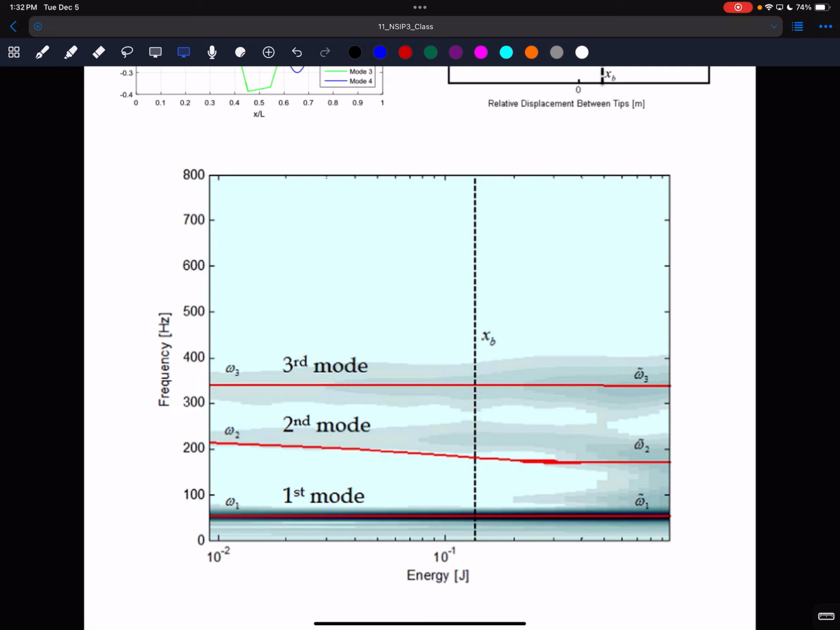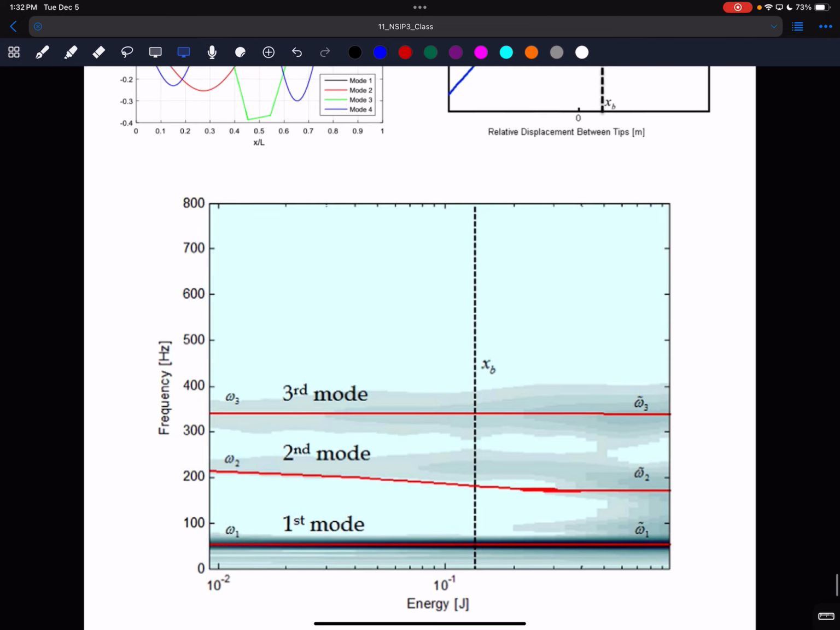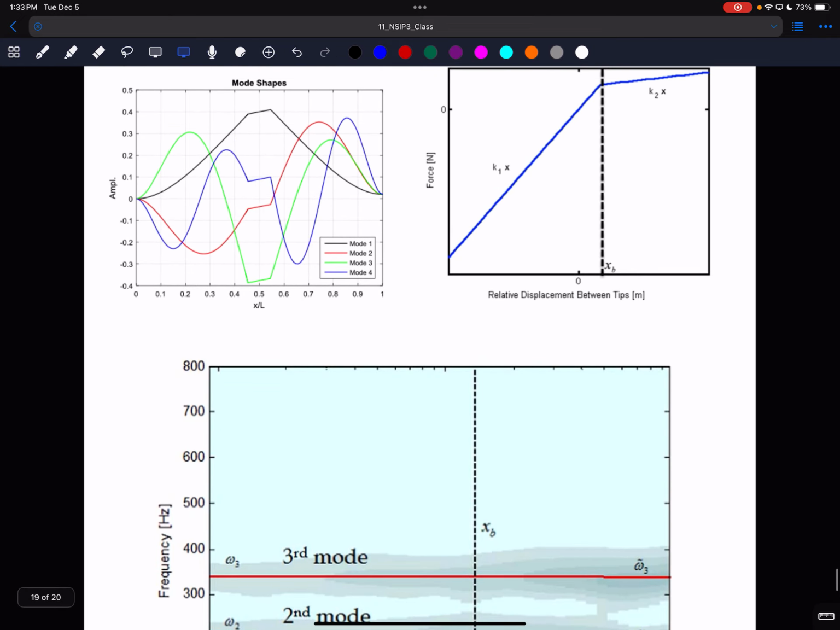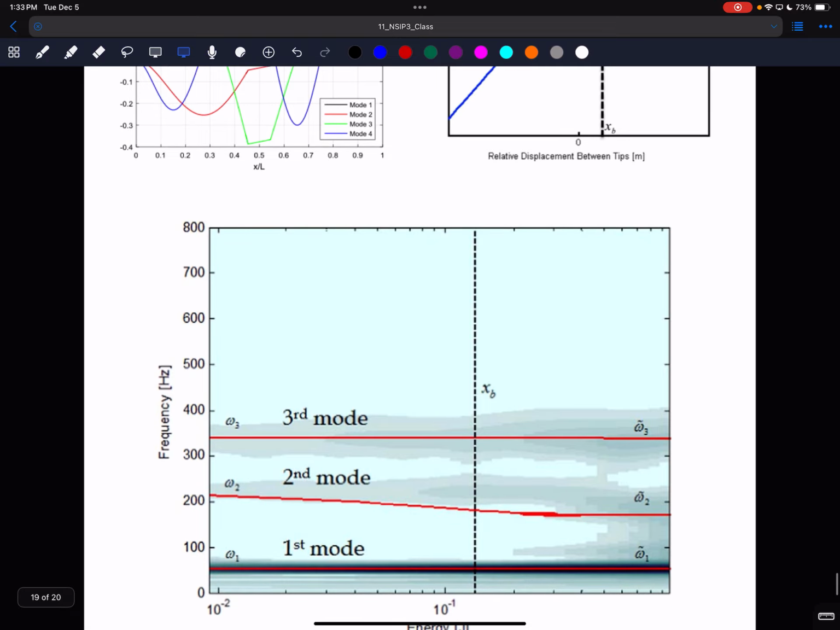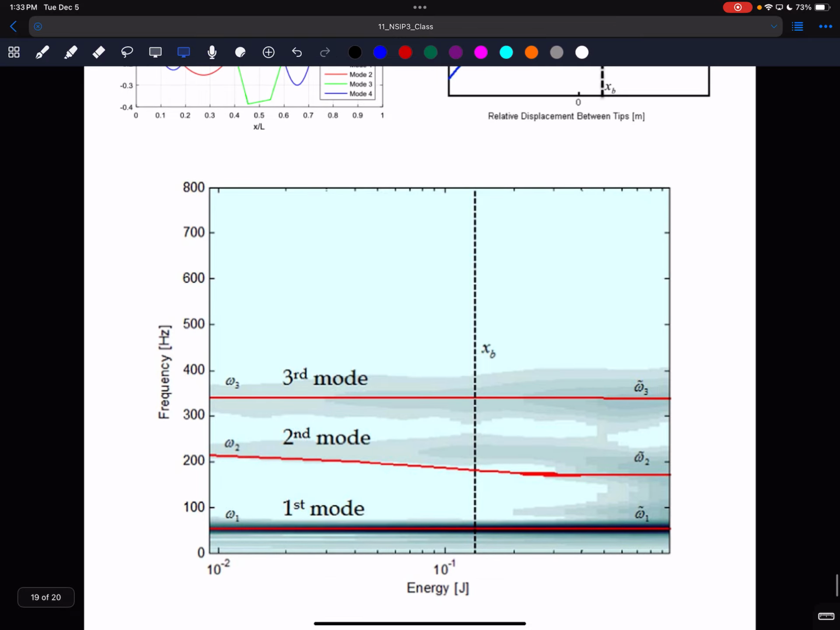And this xb, I forget how we computed that, but it relates to the relative displacement and how much energy needs to be in the system in order to achieve this relative displacement. You could start by looking at, for example, the mode shapes and converting that into an energy and determining how much energy is needed for that relative displacement to be large enough to reach xb.